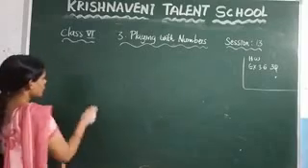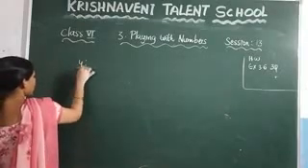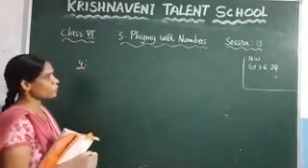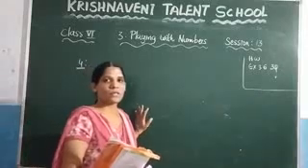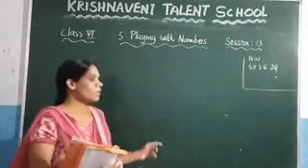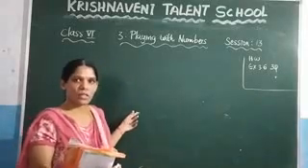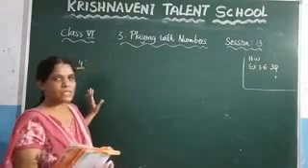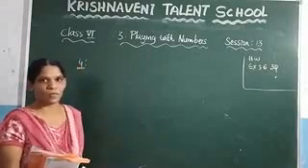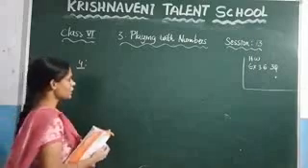So here the next one, divisibility rule for 4. What is the divisibility rule for 4? Here the divisibility rule for 4 says, if the last two digits of the number are divisible by 4, then we can say that the given number is divisible by 4. Let us take two examples here.